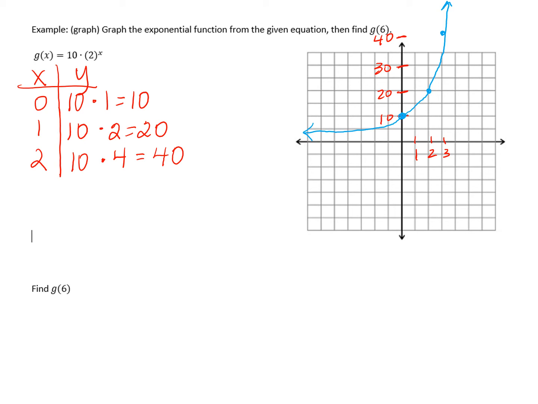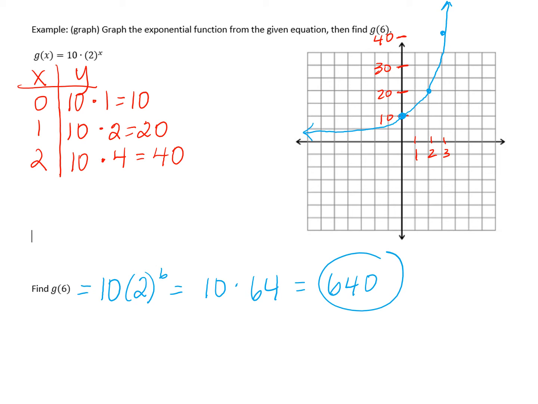The last one asks us to evaluate g of 6, which again is off of my graph. So g of 6 means replace the x value with a 6. So 10 times 2 to the 6th. Remember, 2 to the 6th means 2 times 2 times 2 times 2, 6 times, and that gives us 64. And so that value would be 640. So again, way off of my page.